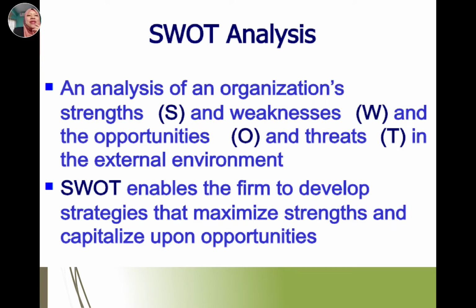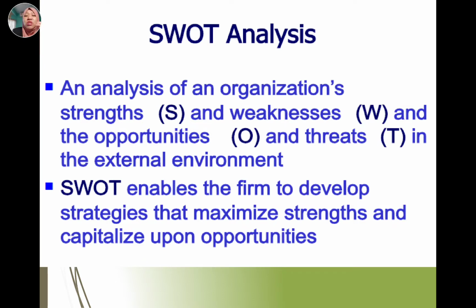T is threat. So S and W, this is internal. Internal means the organization can control the strengths and weaknesses. Okay, O and T, this is the external environment. We cannot control this. It highly depends on the external environment. So please remember these two.